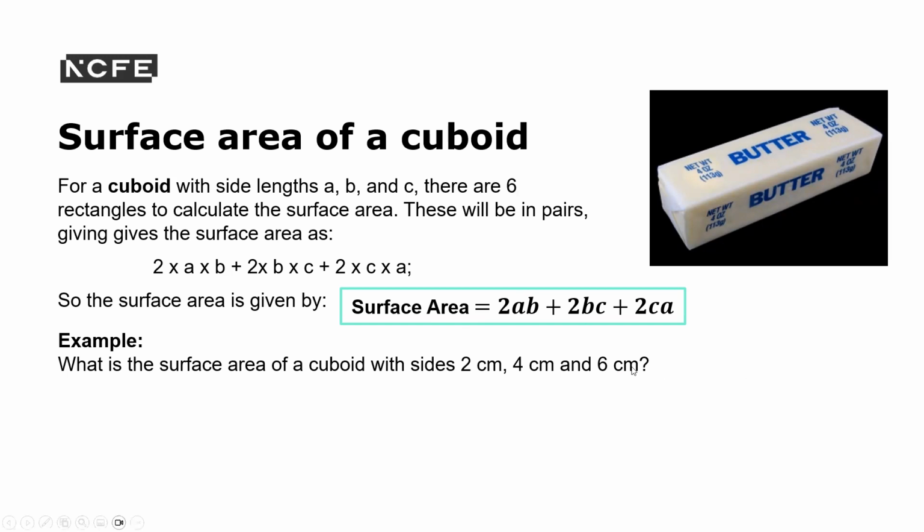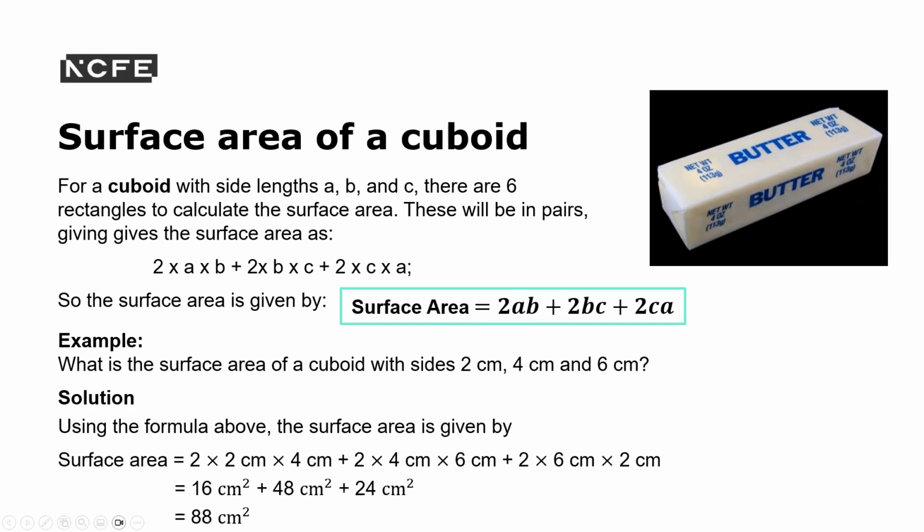So if we look at the surface area of the cuboid with sides of 2 centimeters, 4 centimeters, and 6 centimeters, we use the formula above. The surface area is 2 times 2 times 4, which is 16, plus 2 times 4 times 6, which is 48, because that's both sides, plus 2 times 6 times 2, which is 24. That's 16 plus 48 plus 24 equals 88 square centimeters.